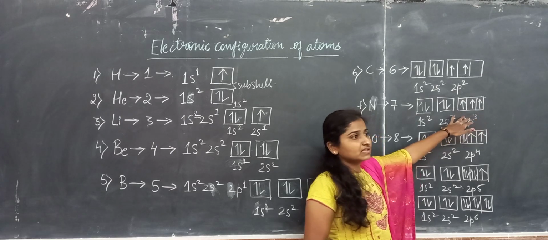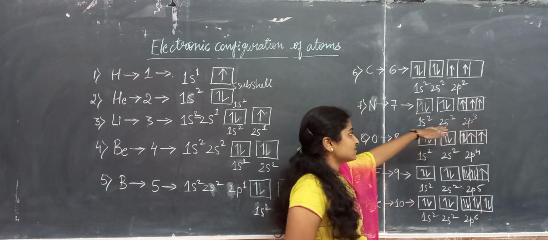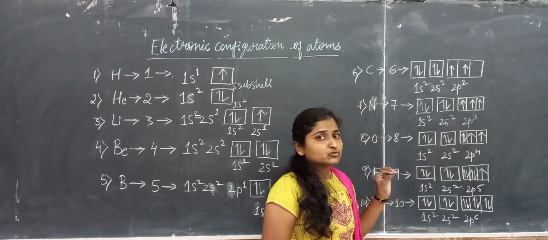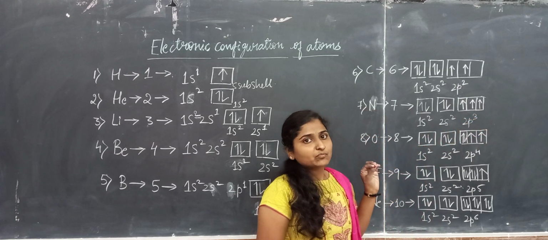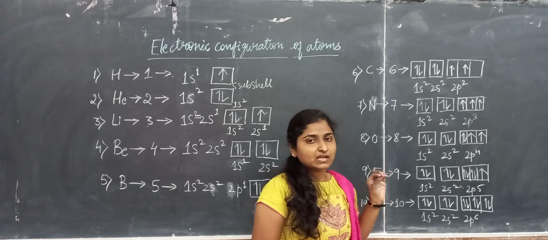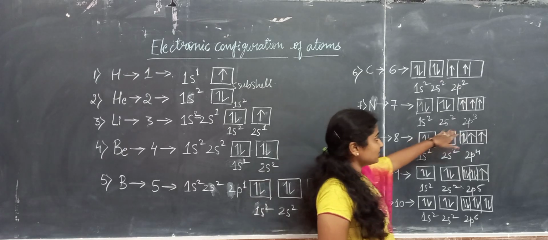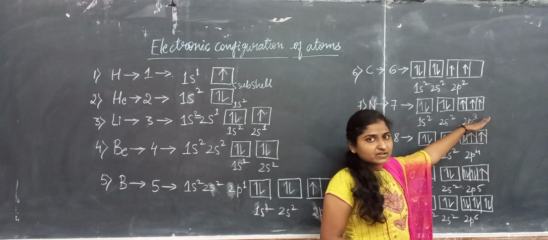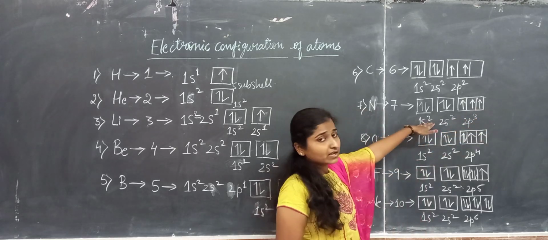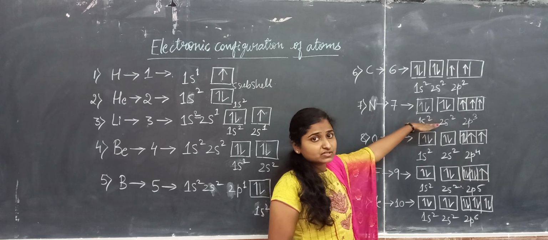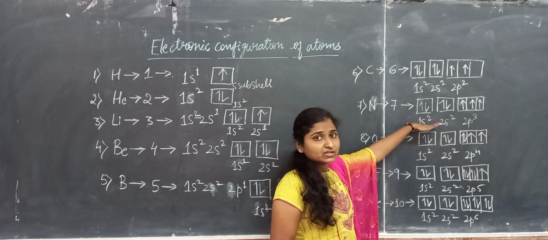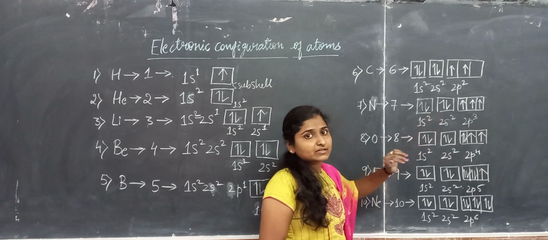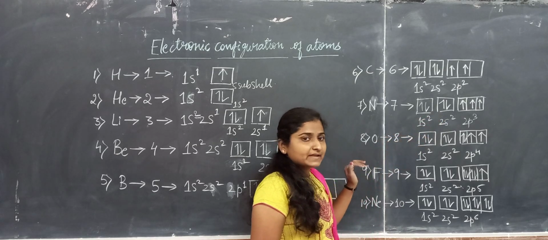So we fill them singly, that is we have to singly occupy the orbitals. We should not pair up until all the orbitals are occupied with single electrons. For that reason we fill the orbitals with single electrons first. We are not pairing up the electrons here, because we have to follow the basic rules for filling the atomic orbitals in order to write the electronic configuration of the atoms.